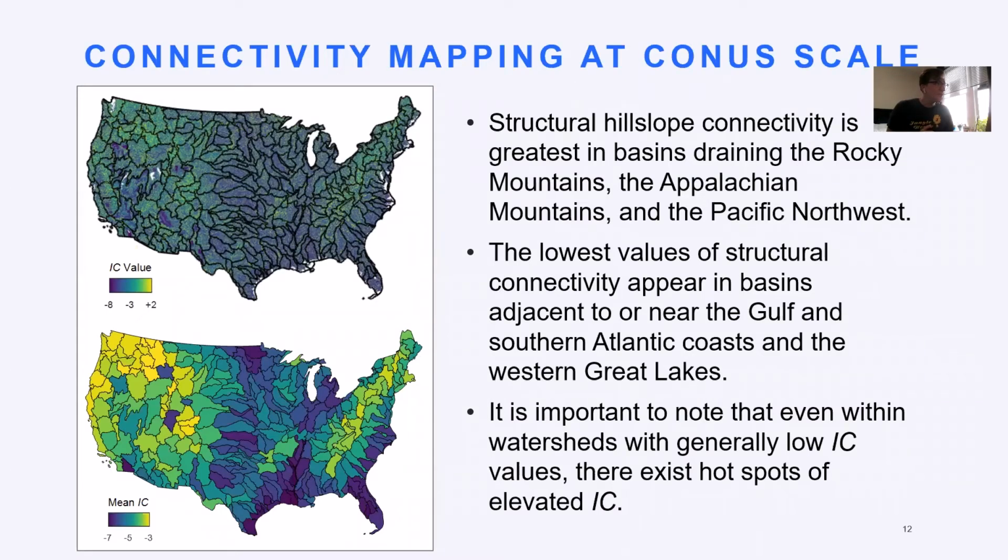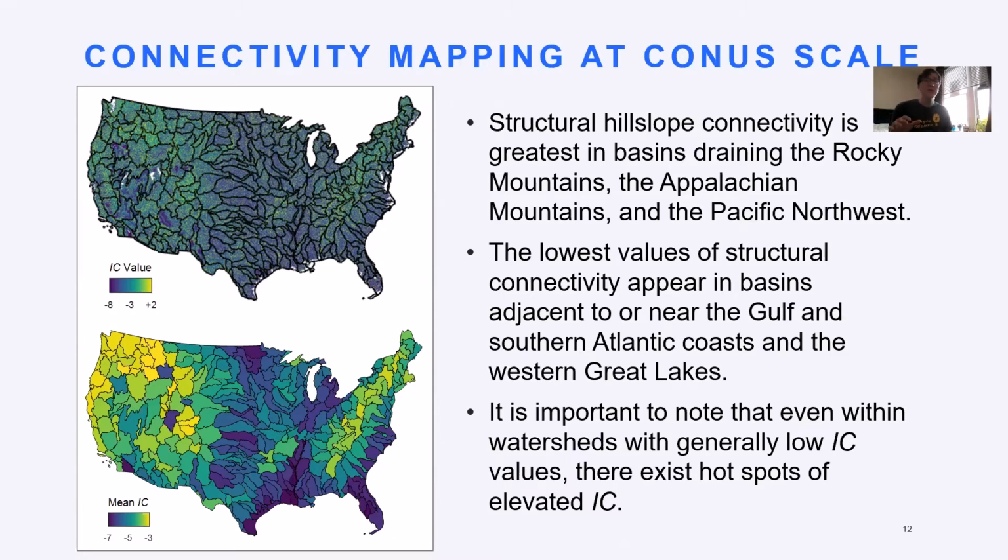So on the top left, we see the map for CONUS of IC. And we see the structural connectivity is greatest in basins that drain the Rocky Mountains, the Appalachian Mountains, and the Pacific Northwest, whereas the lowest values appear in basins adjacent to or near the Gulf of Mexico and the southern Atlantic coast, and also in areas in the upper Great Plains and west of the Great Lakes.